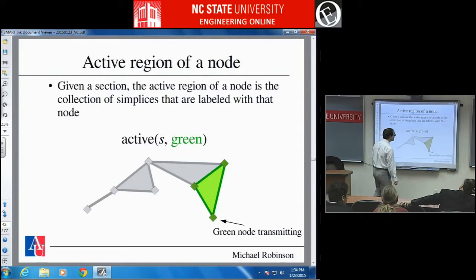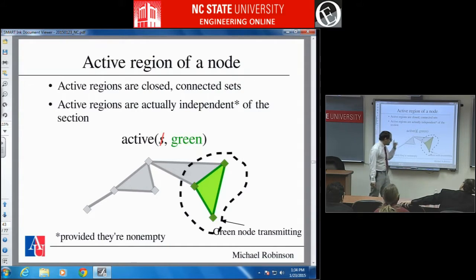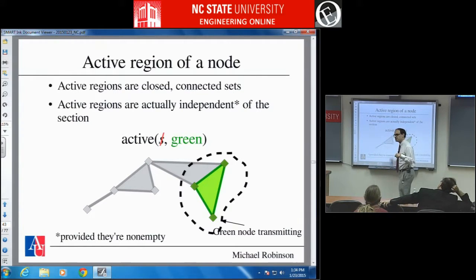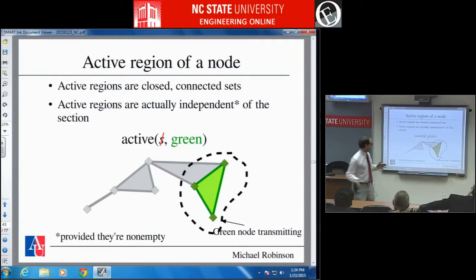Okay. Seems reasonable enough. Now, when you start playing around with these things, you say, well, let me turn on a different section, look at the various active regions associated to the nodes that are there. You start saying, you know, these look kind of similar to what they were a moment ago. Well, that's kind of neat. In fact, provided a node is turned on in that section, that active region is not actually sensitive to the section. So whenever I turn on a node, it's got the same active region.